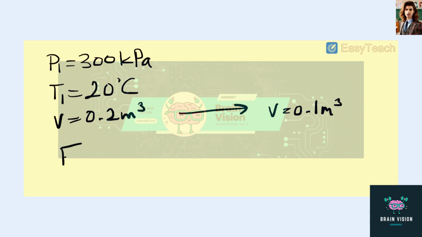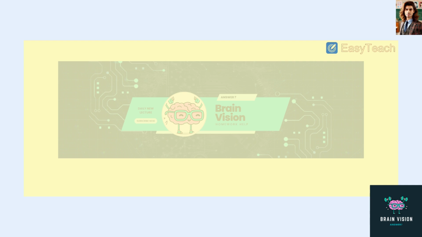And now what we're asked to find is the amount of air that has left the cylinder, so the mass that is exited, and the amount of heat transfer that occurs during this process. So what we're going to do first is find our gas constant. Since this is air, we look up the gas constant and we see that R is equal to 0.287 kilojoules per kilogram Kelvin.